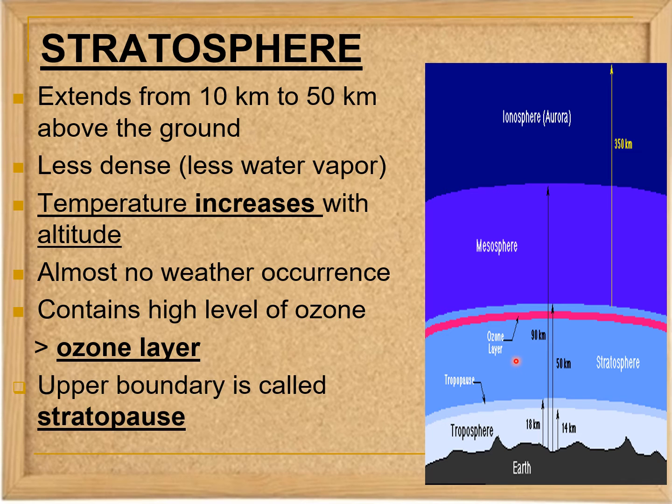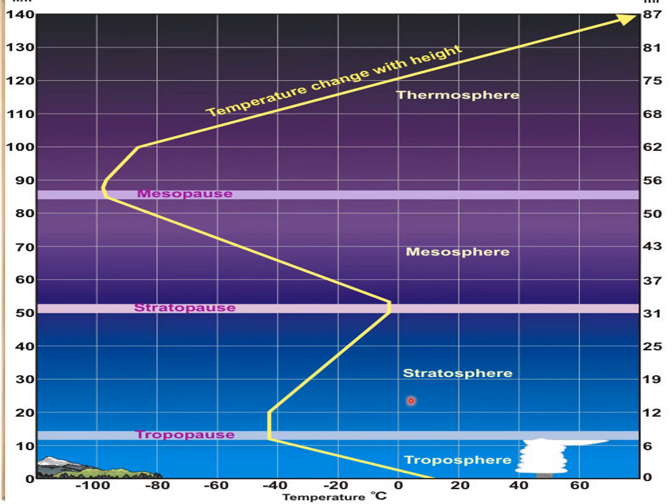Next. Okay, please take note that the upper boundary is called your stratopause, the boundary between your mesosphere and your stratosphere. Here's the graph that shows the movement of temperature in your stratosphere. Please take note, as we move higher in the stratosphere, the temperature is getting higher, or shall we say warmer, thanks to your ozone layer.